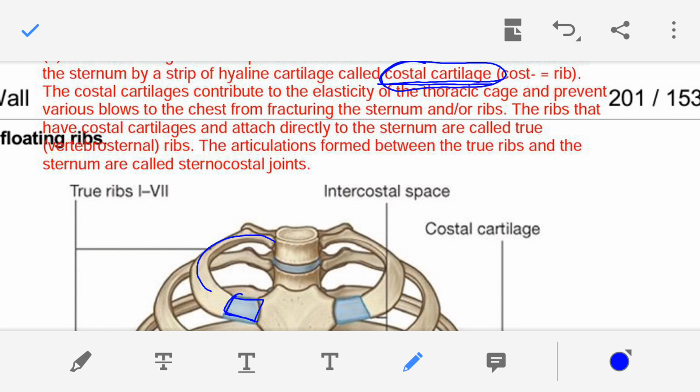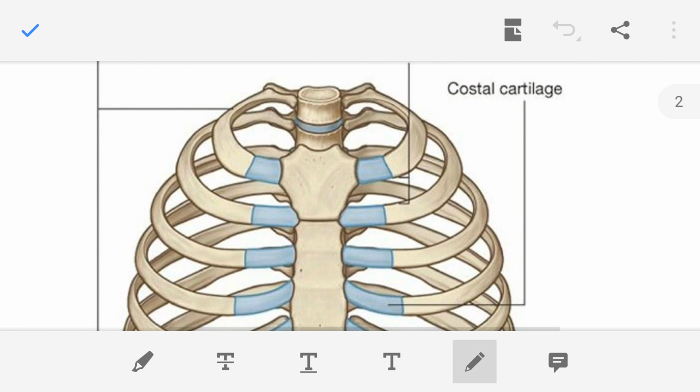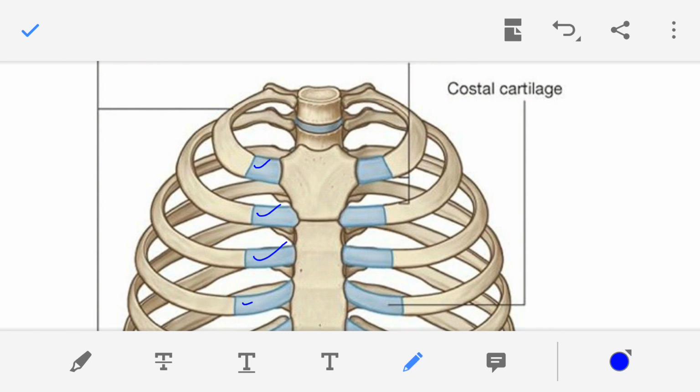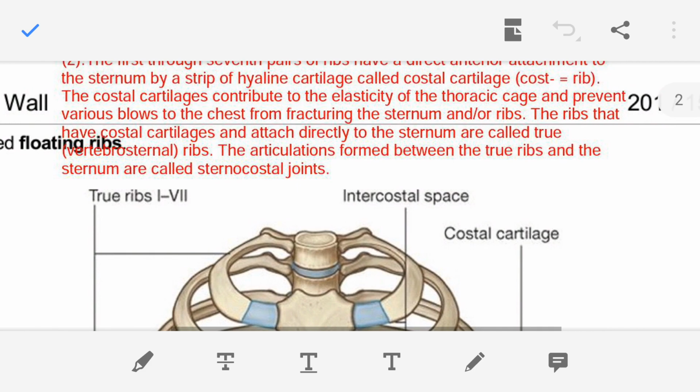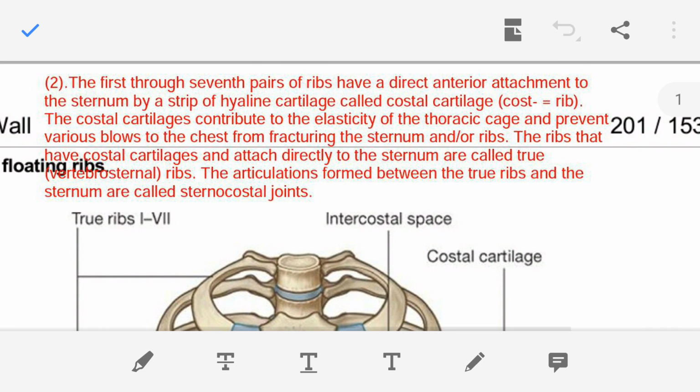And what is this costal cartilage made up of? It is actually a strip of hyaline cartilage. So simply we can say the ribs towards the end have the costal cartilage, and with the help of costal cartilage they are articulating with the sternum. So these are the costal cartilages, and with their help the ribs are joining with the sternum. This is the meaning of this line.